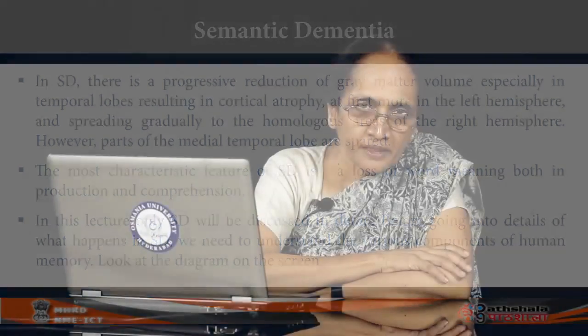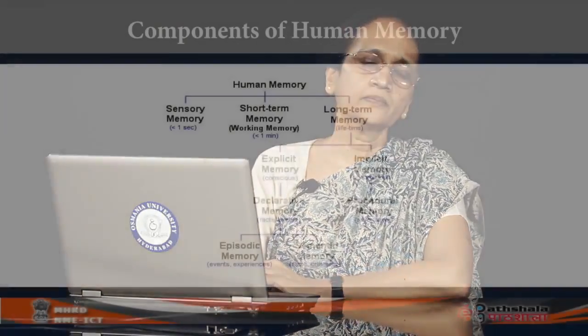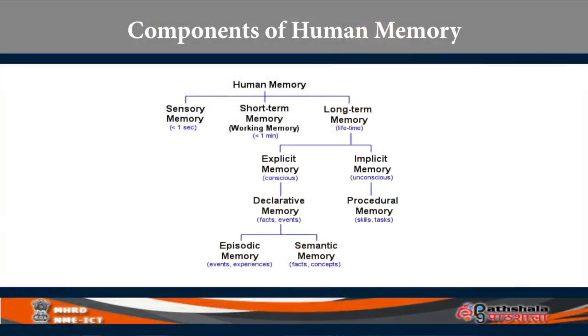components of human memory, which is what we have shown in the picture that you will see on the screen. Notice that human memory has three major components. There is a sensory memory where information stays only for less than a second, and from sensory memory the next level is the short term memory where information can stay up to about a minute. After that you have the long term memory where information can stay a lifetime. That's why it's called long term memory. Now the long term memory has two major components: the explicit memory and the implicit memory.